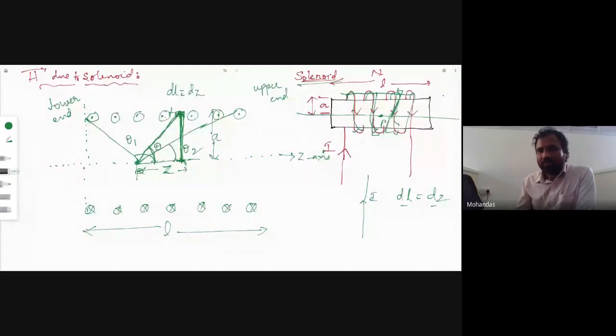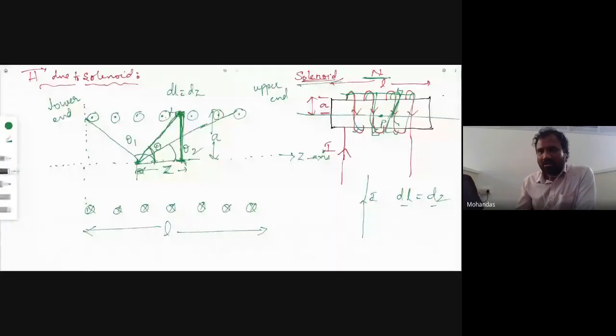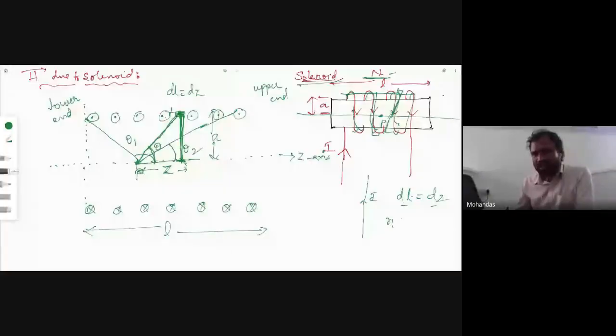It is a loop type structure. How many loops are there here? So then if n number of loops are there, then how to write it? For a straight conductor, dl equal to dz.